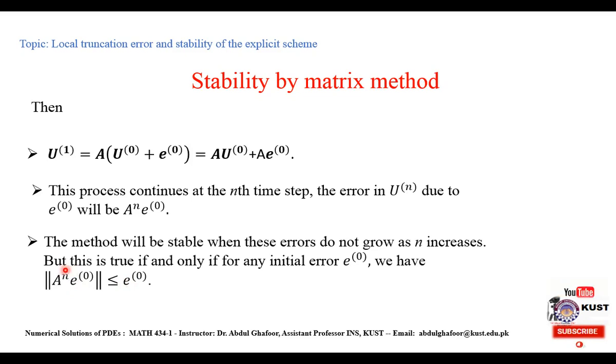Because if the norm of this vector is greater, then this means that the propagation of error increases. But in the definition of stability, the method will be stable when these errors do not grow as n increases. So that's why this is true if and only if the norm of this vector will be less than or equal to the norm of E0, and the E0 vector has been defined previously.